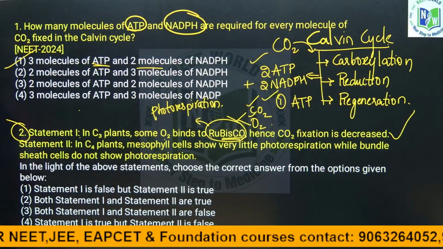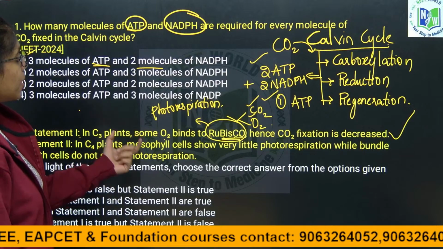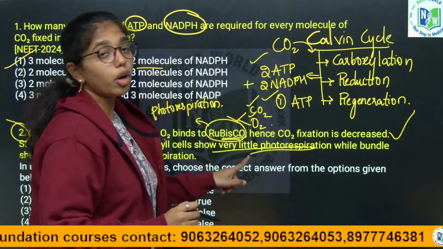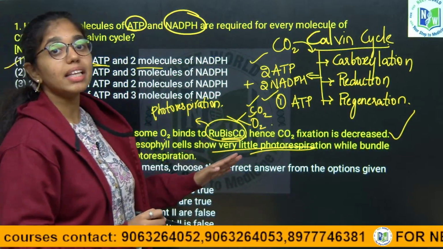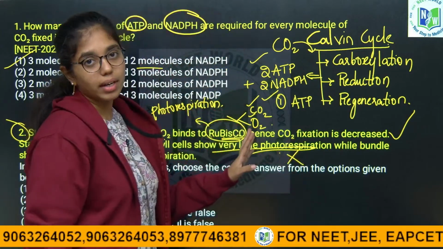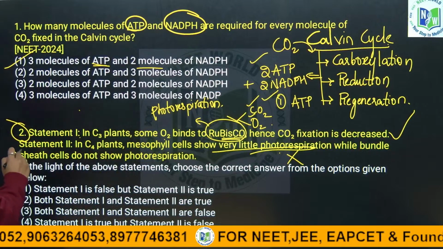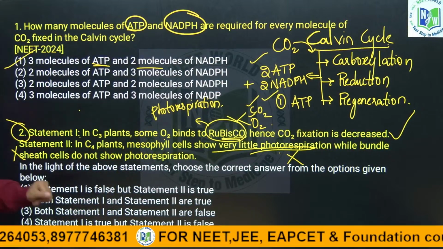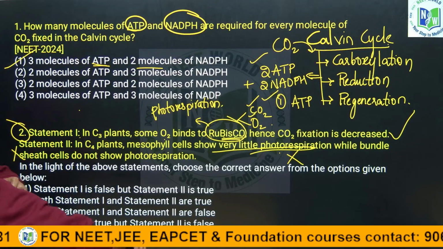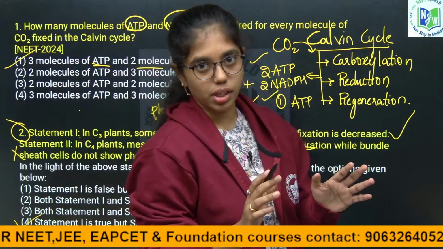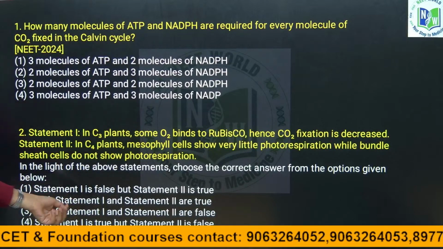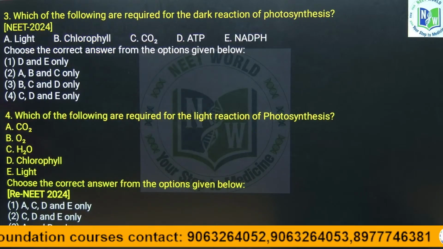If you look into statement 2, in C4 plants, mesophyll cells show very little photorespiration. Wrong. In C4 plants, rubisco enzyme is not present in the mesophyll cells. That is why photorespiration does not occur in the C4 plants. So, statement 2 is wrong. If you clearly look into the options, statement 1 is true and 2 is false. Option 4 is the correct answer. Very important session. Stay focused.